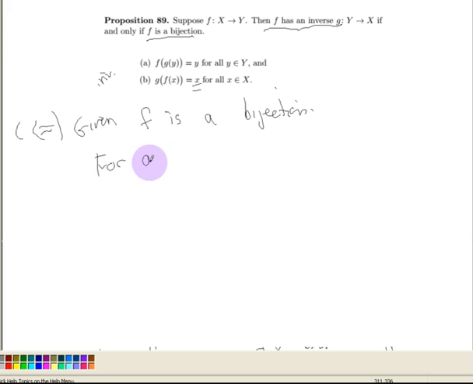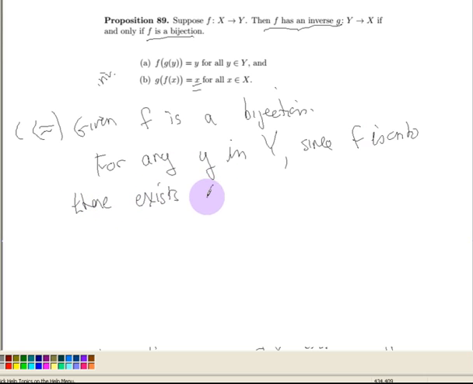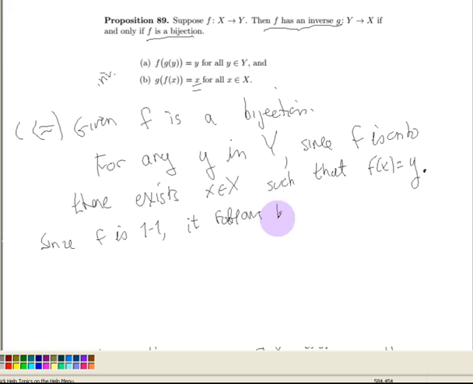Okay. Now for any y in big Y, since f is onto, there exists x in X such that f of x is equal to y. Okay? You also have, since f is one-to-one, it follows that x is unique. There's only one. Okay, there can't be two. There can't be two different x's that map to the same y.